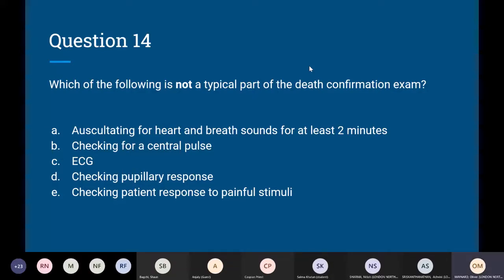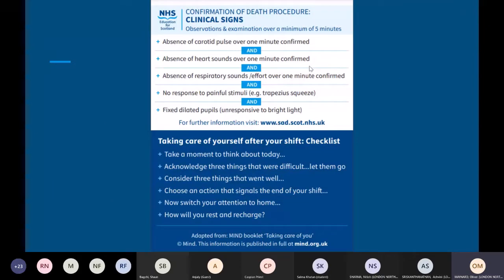Yep, so all of you got it. So it's the ECG. So it's not commonplace when you're doing a confirmation of death exam. So these are the usual steps. So when I confirm death, I would take the approach as I would with any patient. So I observe the patient from the end of the bed. So that's looking for spontaneous movement or spontaneous breath.